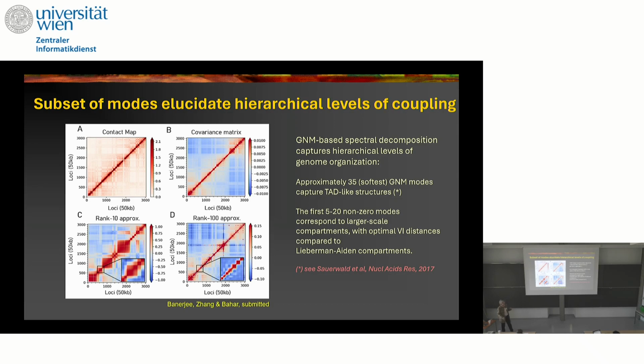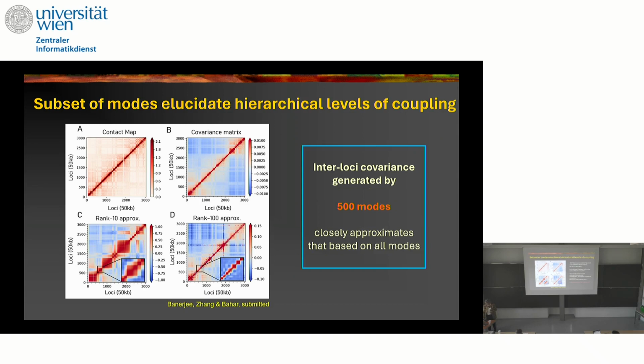And what we have shown in previous work is that approximately if you use 35 modes, you are exactly capturing the TAD size, topologically associated domains. If you take 5 to 20, this corresponds to compartments. So by looking at different frequency windows, it is possible to see that it's not only TADs and compartments, but there's a whole hierarchy of organization in the genome.